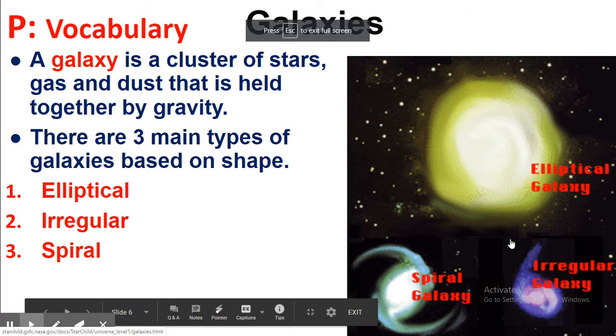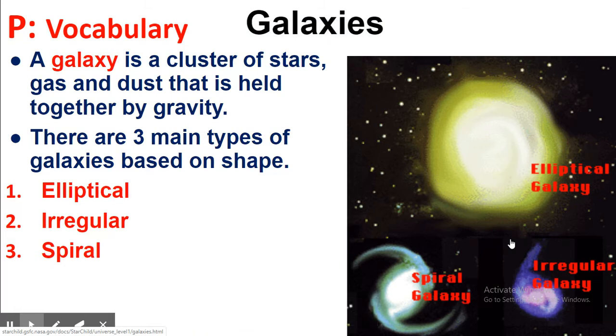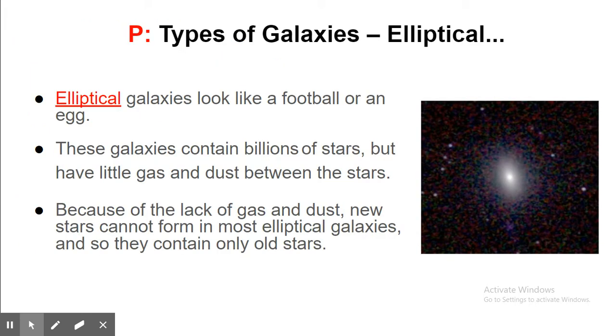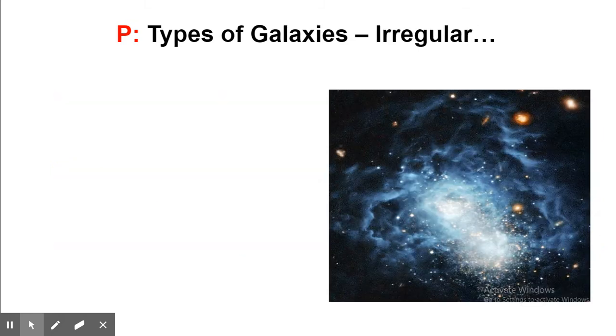Galaxies. A galaxy is a cluster of stars, gas, and dust that's held together by gravity. There's 3 types of galaxies based on shape: elliptical, irregular, and spiral. Types of galaxies. Elliptical. Elliptical galaxies look like a football or an egg. These galaxies contain billions of stars, but have little gas and dust between the stars. Because of lack of gas and dust, new stars cannot form in most elliptical galaxies, and so they contain only old stars.